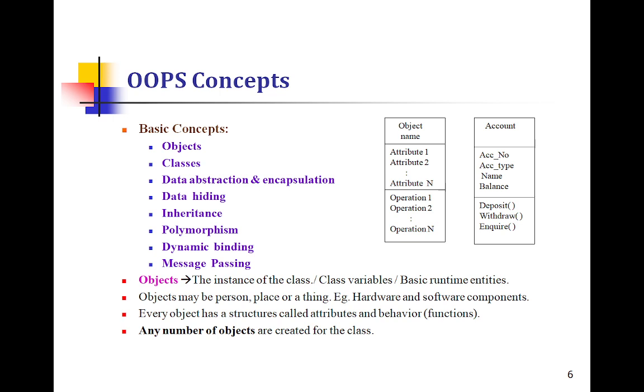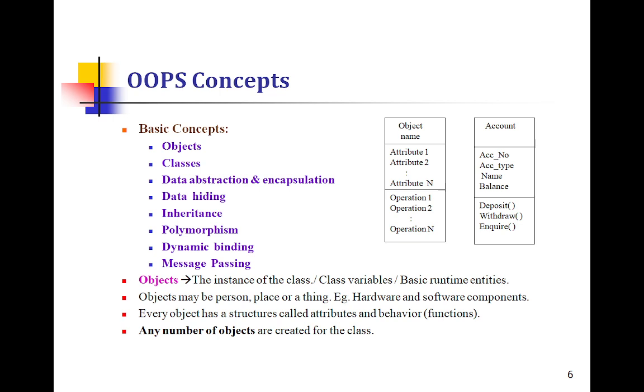Every object has a structure called attributes and behaviors. So whatever object we have considered, as a human being, we can have some kind of features, some kind of outlook, appearance, maybe look like this. And then in addition to that, what will be the characteristics of that particular person? What will be the behavior of that particular person? So that is also a thing.